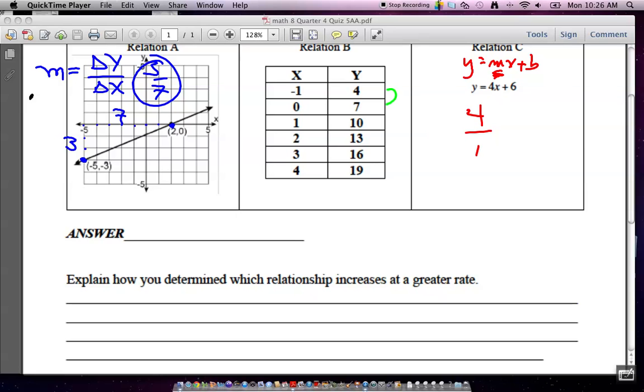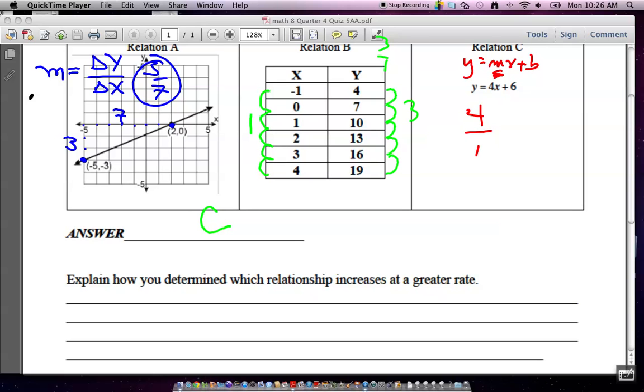Now, as I look here, what am I going up by here? 3. What am I going up by here? 1. This is the rate of change, so it's going to be 3 over 1. Now, which of these numbers is the biggest number? 3 over 7, 3 over 1, or 4 over 1? 4 over 1. So the answer is C.